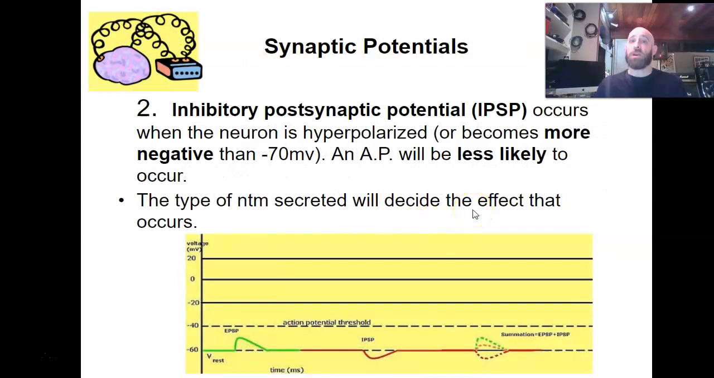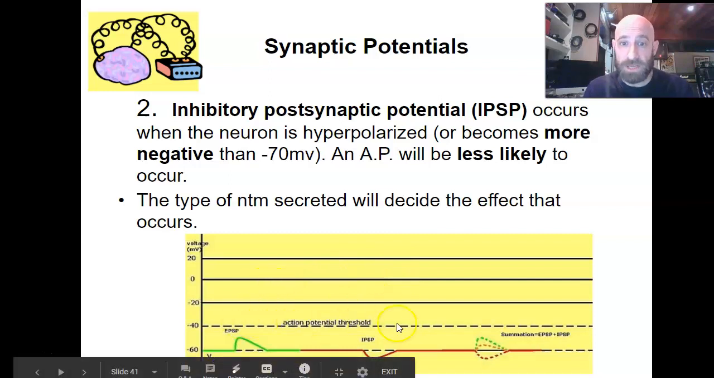An IPSP occurs when the neuron becomes more hyperpolarized or more negative. And what that's going to do is make it less likely for an action potential to occur. And then what ends up happening is the type of neurotransmitter is going to determine whether it's an IPSP or an EPSP. So if you look at this diagram down here, this little chart, it shows you.